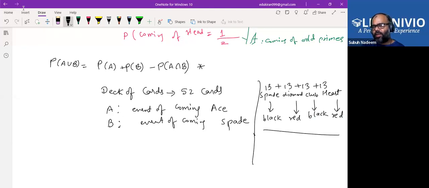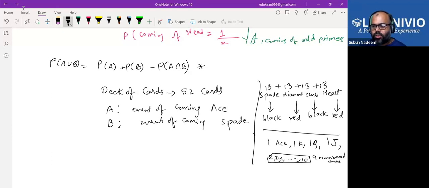Now in each category, like if you take 13 spades, you have one ace, one king, one queen, and one jack, and then you have numbered cards starting from 2 to 10. So 9 numbered cards. 9 plus 4 it will be 13. So this is how we remember the cards. In probability, you have to use it a lot.